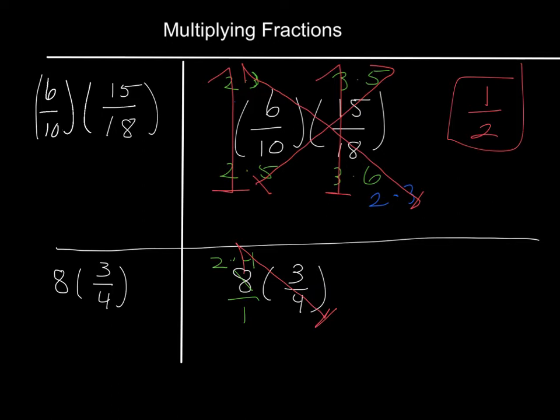I never simplify straight across, always up and down. So one numerator with one denominator. Then I have 2 times 3, which is 6, and 1 times 1, which is 1, or the answer is just 6. Okay? So that's how we multiply those by using the simplify first. Always simplify first. Okay, let's take a look at the next sheet.